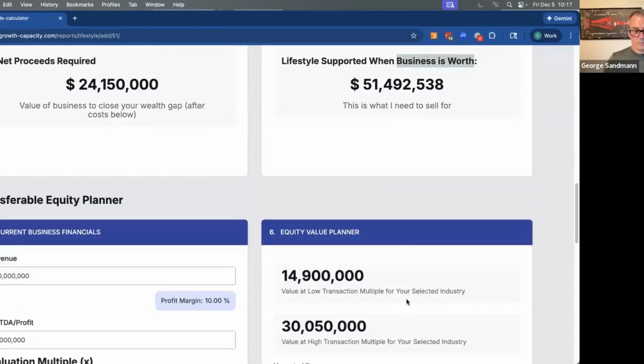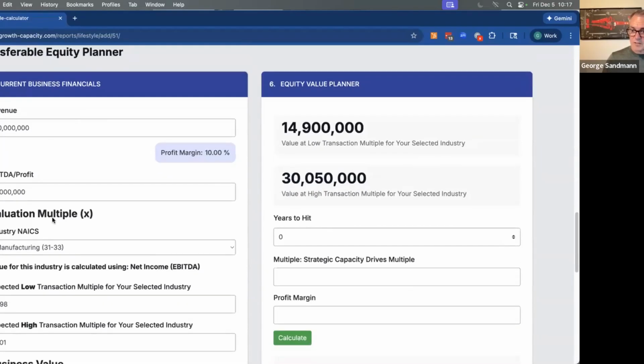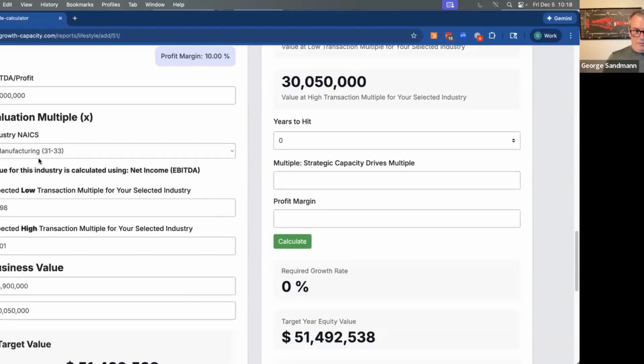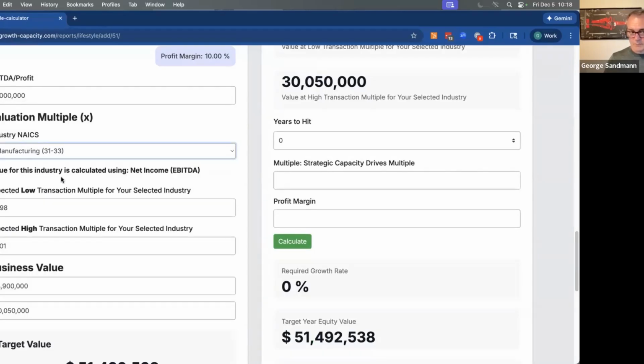Cool. I'm going to scroll down. Here are my current financials. These have been pulled from Clarity Level 1. We're in the manufacturing industry. We could change industries here if we wanted. We're not going to. For this business, in this industry, at this revenue level, we would expect your multiples to be somewhere 3x to 6x.